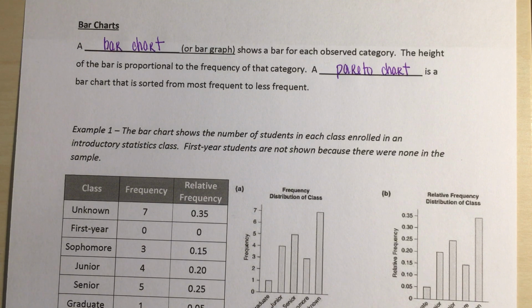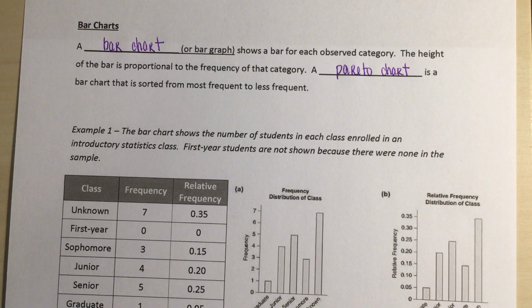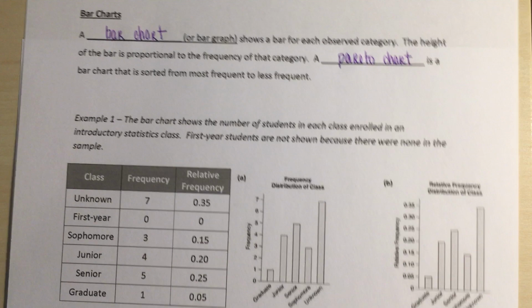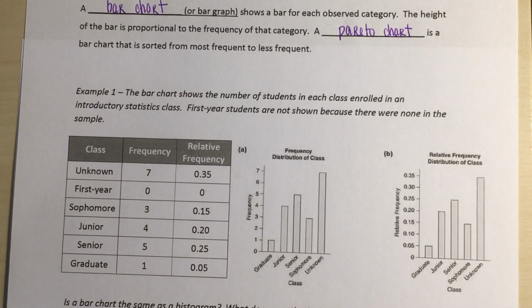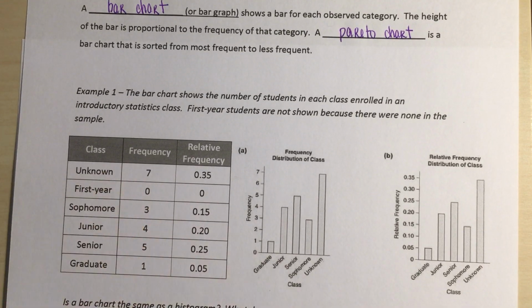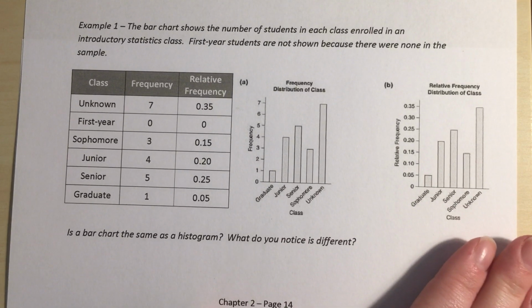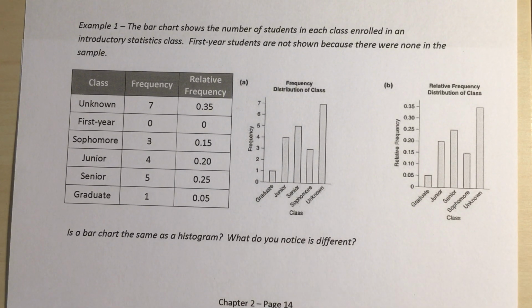Looking at this, we have a frequency and relative frequency distribution for our different categories. The difference is our class, instead of being a number or range of numbers, notice that it's a word, it's a categorical variable. And then next to this, we see a frequency distribution of the class, and we also see a relative frequency distribution of the class. And the first question that we're asked at the bottom is, is a bar chart the same as a histogram? What do you notice is different?